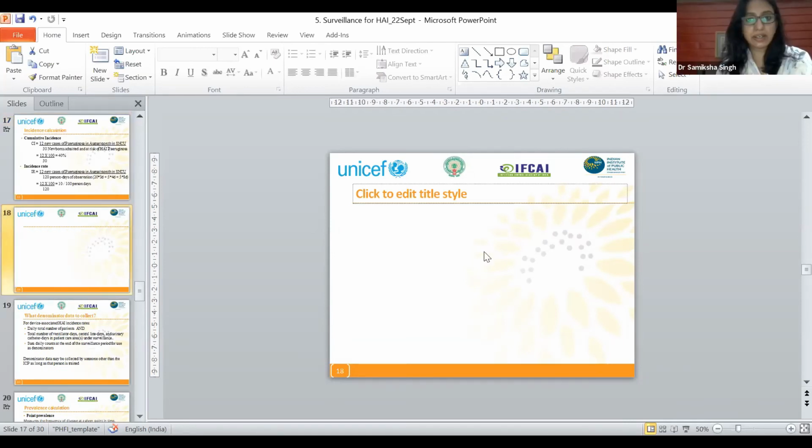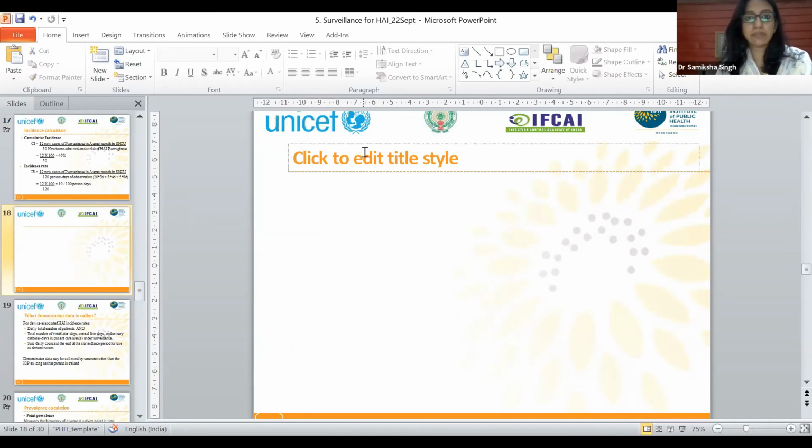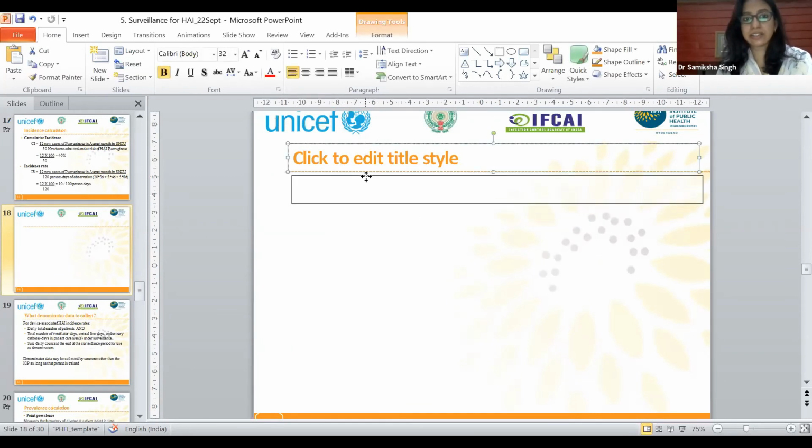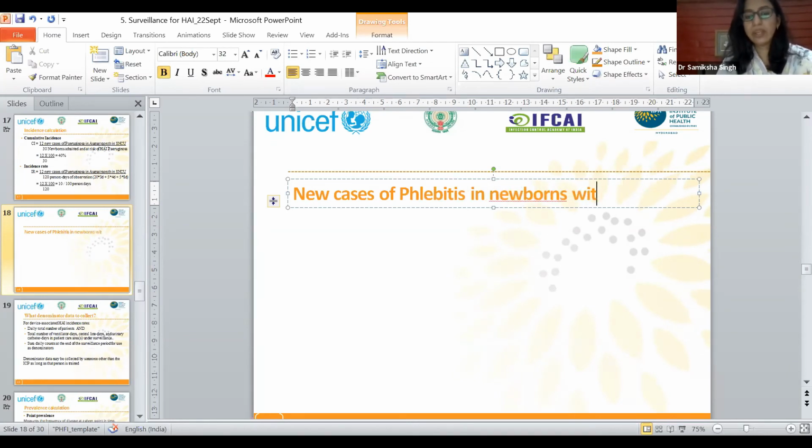We can do it here. Let's just do it here. I hope the screen is visible and I'll type it here. It will be easier. So what Rajan is saying is, just let's take an example here. We are talking about new cases of phlebitis in newborns with IV cannulation. Simple. So this is what we are going to see. We are going to see phlebitis rates in the people who have got IV cannulation.